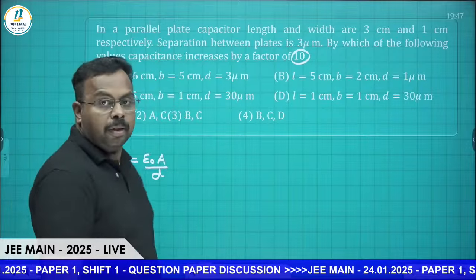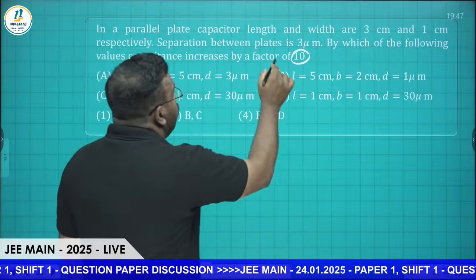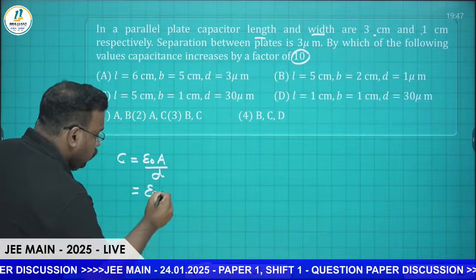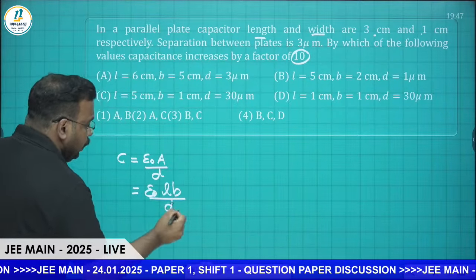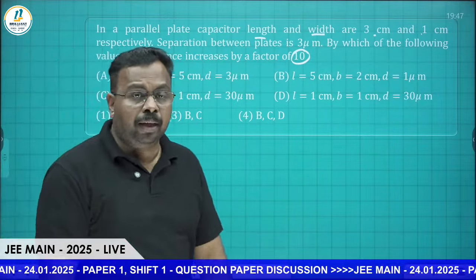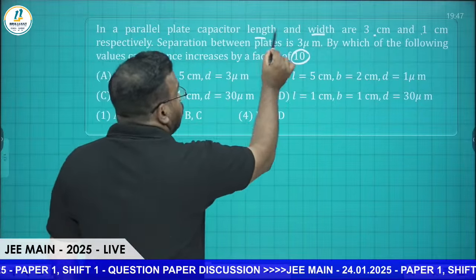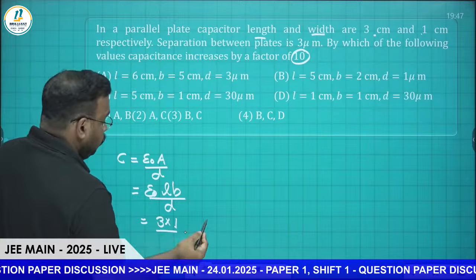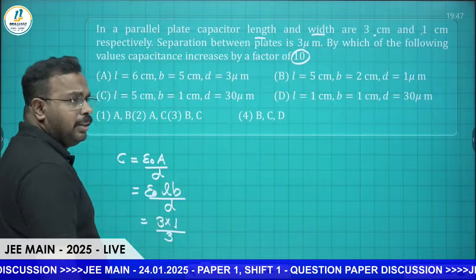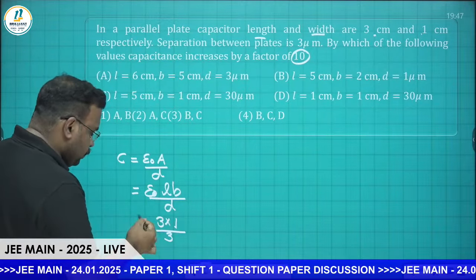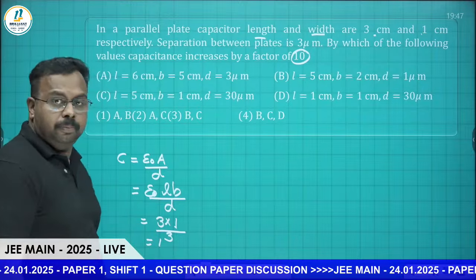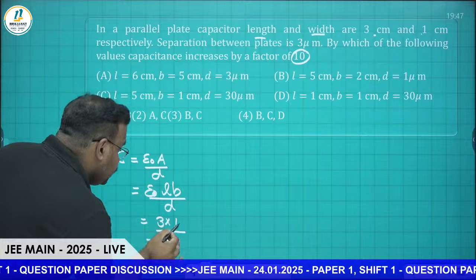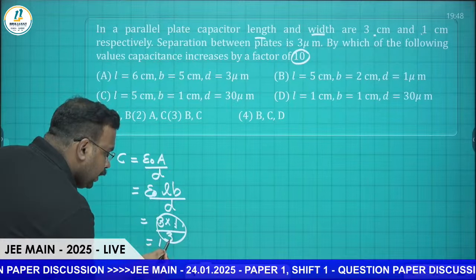A by D. Okay. So here length and width are 3 and 1. So I am just substituting it: epsilon naught into L into B by D. So here length is 3, breadth is 1, by the distance is also 3. Unit doesn't matter here. So here you can see epsilon naught is there, but the numerical number is 1.